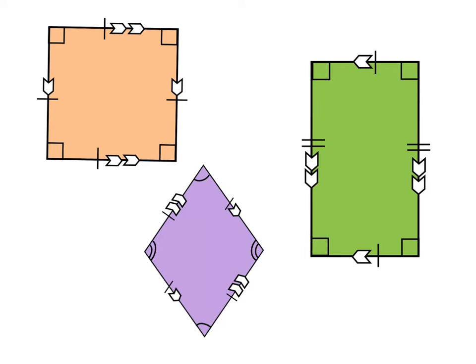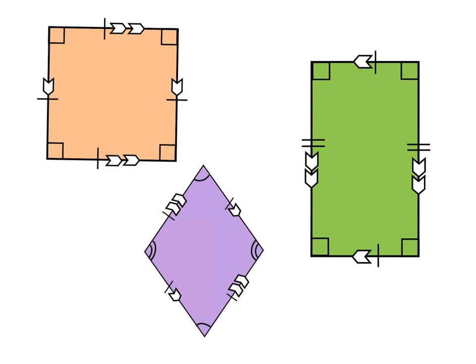Now that square is also considered a rhombus because of the four equal sides, and that square is also called a rectangle because of the four right angles. But turning the shape doesn't make the name of it change. It is in fact a square.